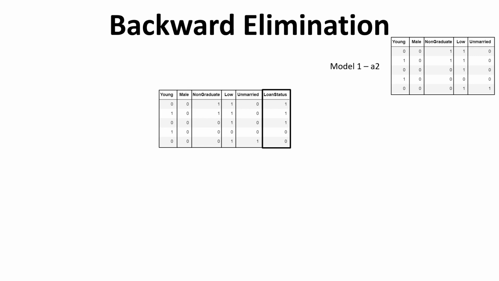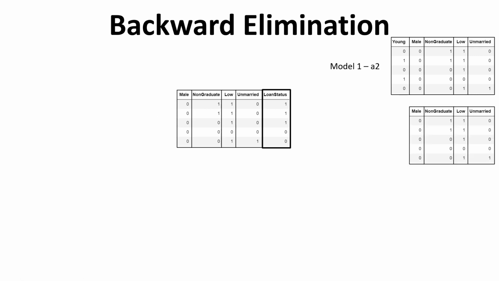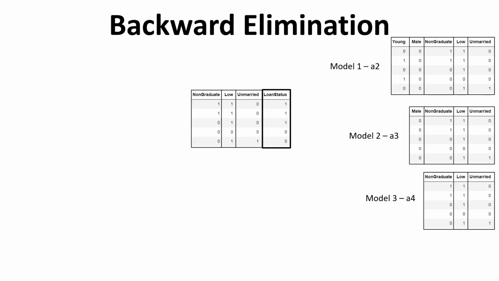In the next iteration, what we're going to do is, out of this we will remove one feature. Let's say we are removing young. We removed the young feature, and we are left with 4 features, and with that, let's say we are training the model, and this set of features gives us the accuracy of A3. In the next iteration, we're going to remove male, and then again we train the model, and in that we get A4.